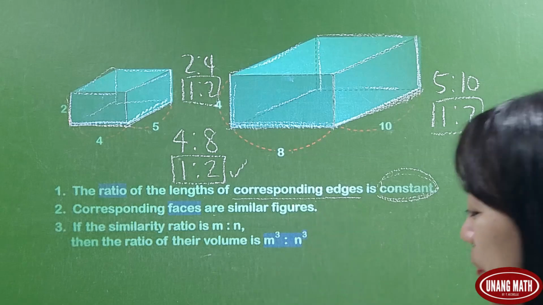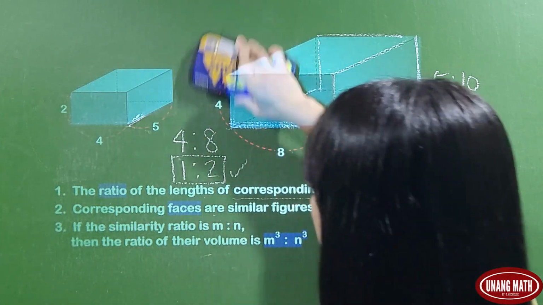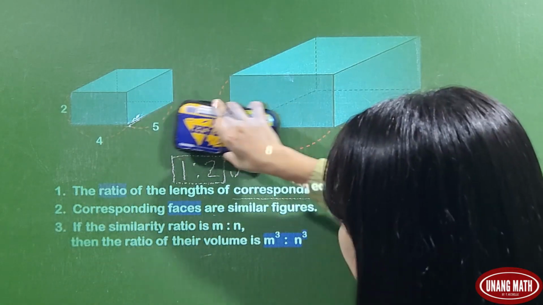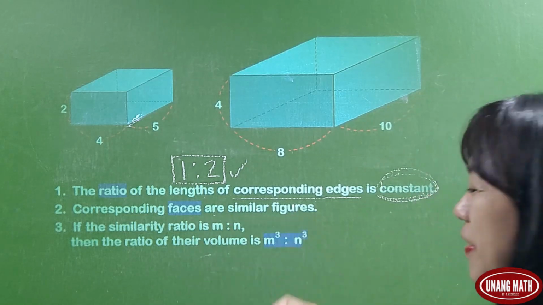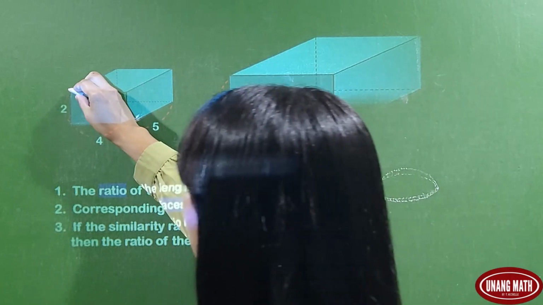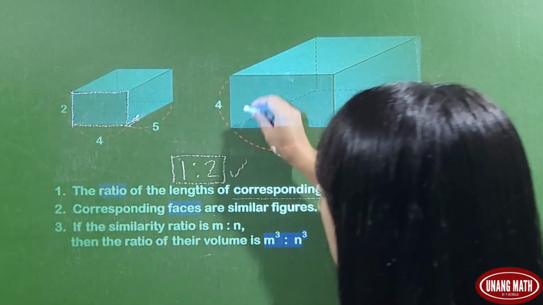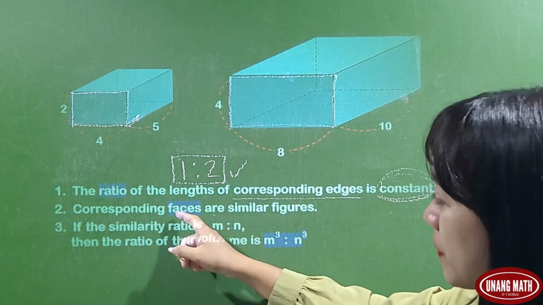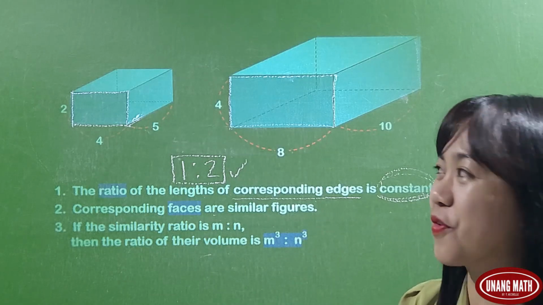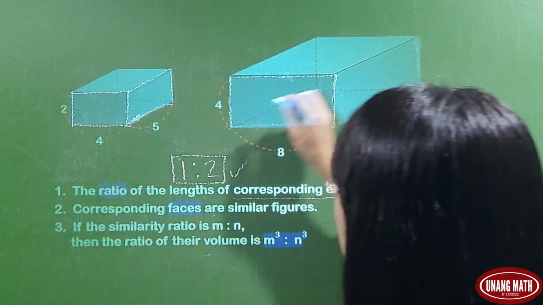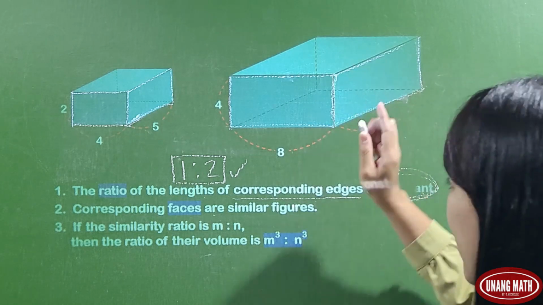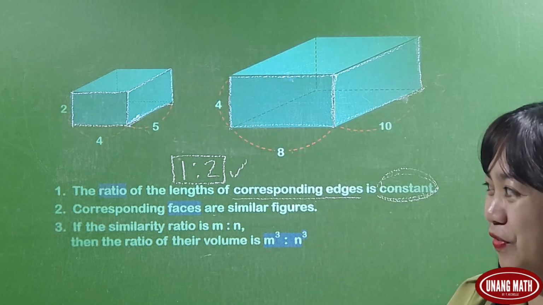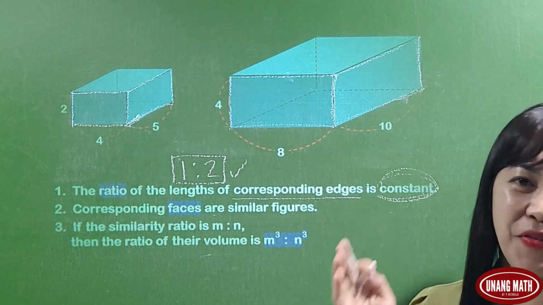Okay, what about the second property? According to the second property, corresponding faces are similar figures. This face corresponds to this face, and these corresponding faces are similar figures. This face corresponds to this face, and they are similar figures. And so on. So the corresponding faces are similar figures.